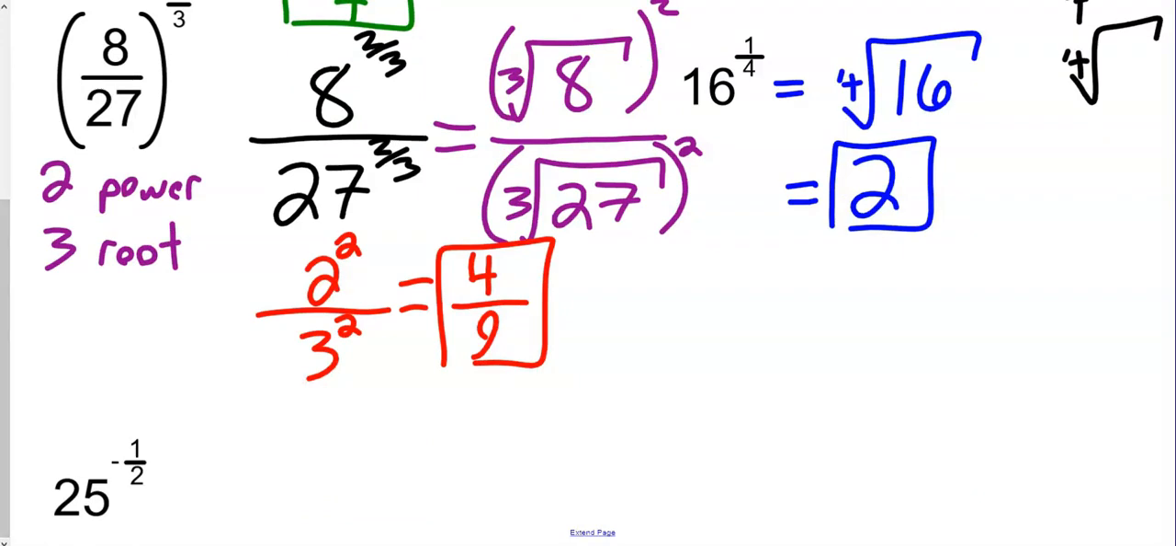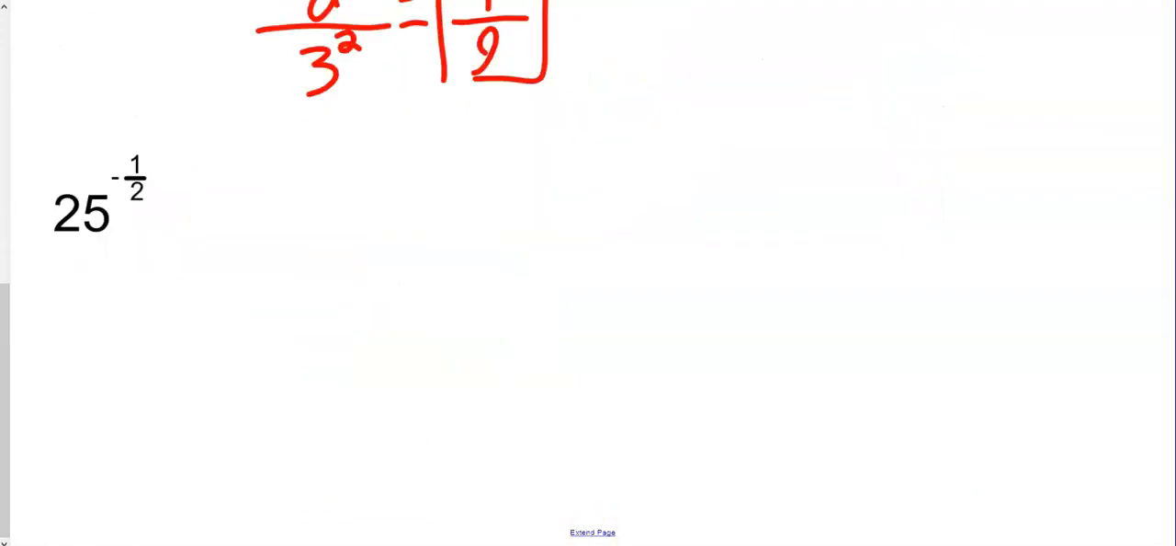Okay, so one more problem right down here at the bottom. So we got 25 to the -1/2. This is what I was talking about a moment ago. When you have negative exponents, they move. So, where is this guy located right now? It is located in the numerator.